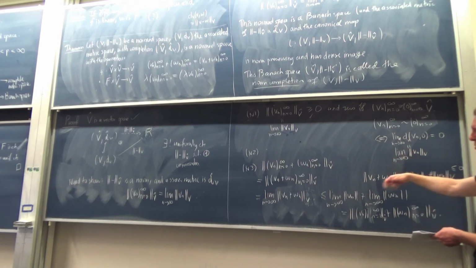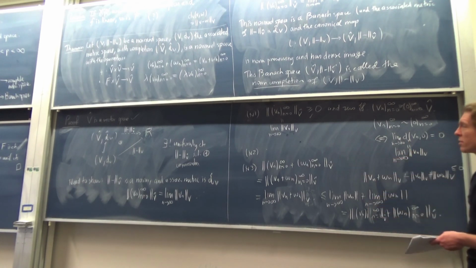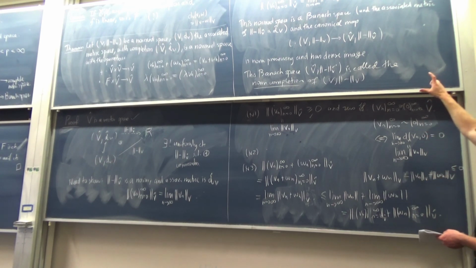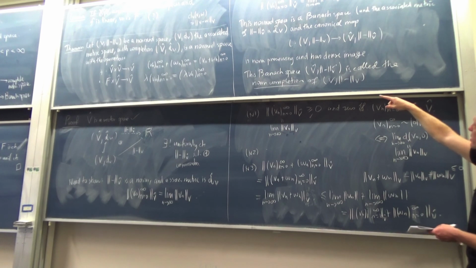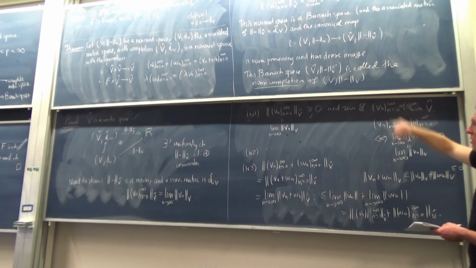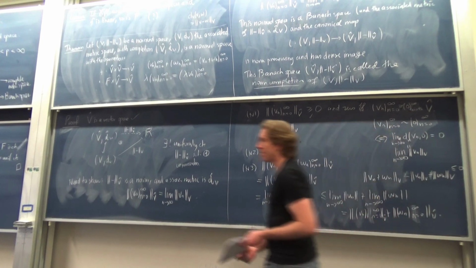Then you check that the associated metric is the metric you started with. Again, that's straightforward. So that proves this is a Banach space. The fact that it's norm-preserving is the same as the fact that the inclusion of X into X hat was distance-preserving. Dense image, again, was by the construction of the metric space completion. So that's a Banach space.